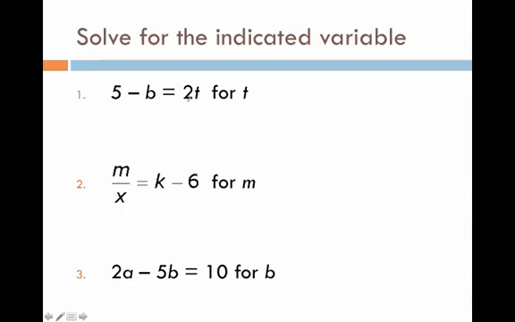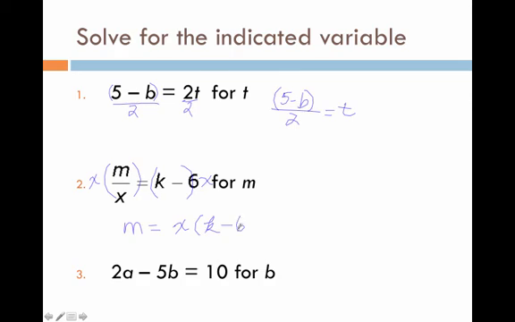Want to solve for t, so I need to divide by 2. So it's this whole quantity, 5 minus b, divided by 2. So that's 5 minus b divided by 2 equals t. And here I am solving for m, so I want this guy all by itself. Multiply by x on both sides. Multiply by x, so I get m equals x times k minus 6.